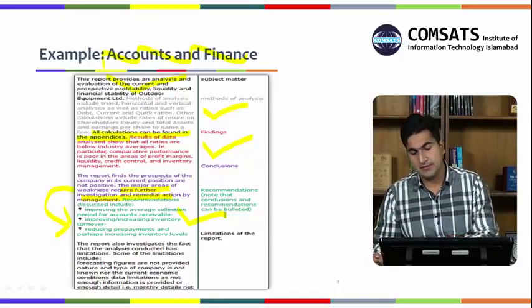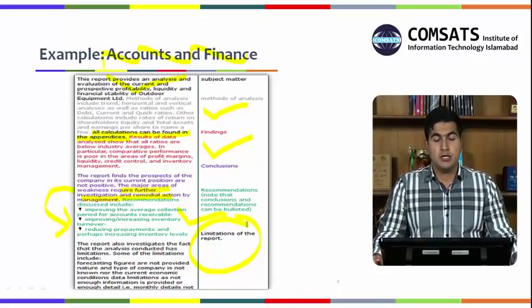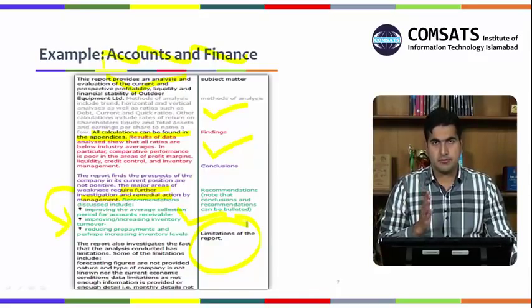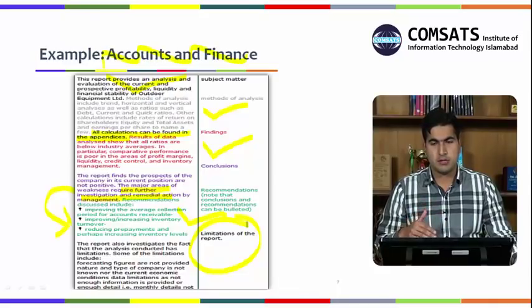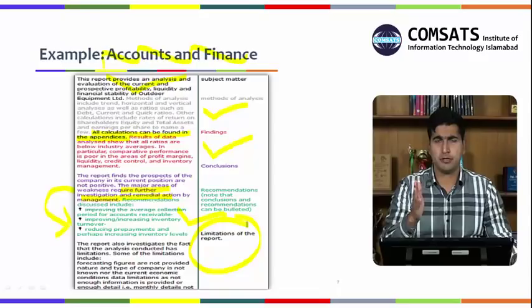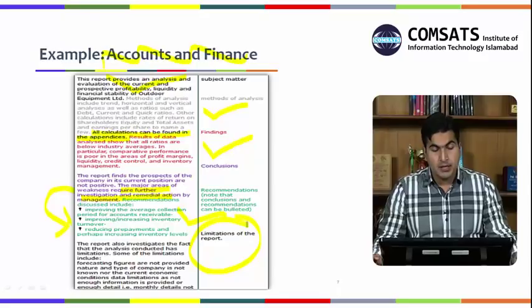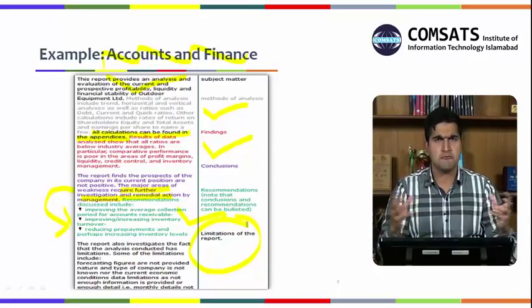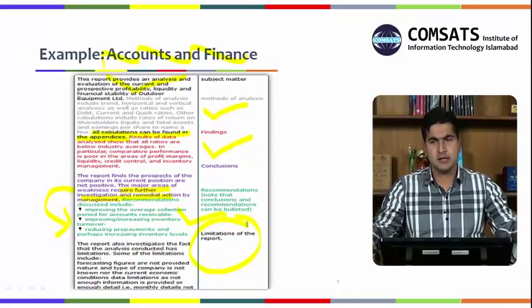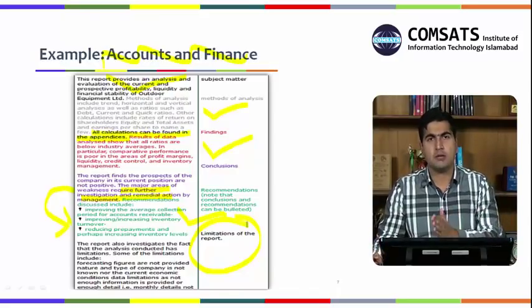And at the end, this is also very much important, the limitations of the report. I'll talk about one point with respect to these limitations, and we're going to talk some more about it when we talk within the introductory section with respect to another heading, and that is the scope. So I will be touching it as well. But for the time being, if you look at the text, the report also investigates the fact that analysis conducted has some limitations, some weaknesses, some restraints, some restrictions. Some of the limitations are, then you talk about them.